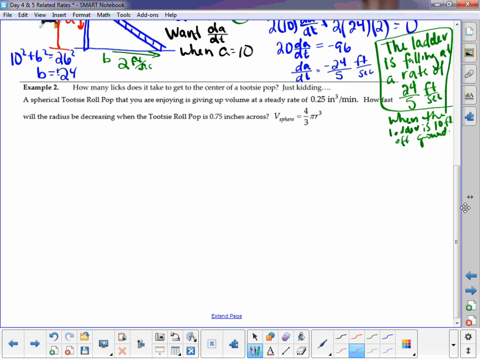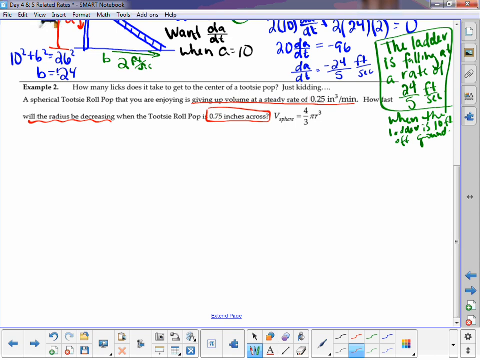But they tell us that it is giving up volume at a steady rate of 0.25 inches cubed per minute. And then they ask, how fast will the radius be decreasing? We're looking for, specifically, when the Tootsie Roll Pop is 0.75 inches across. And very kindly, the formula was given to you here. Indeed, there's some sneaky stuff in here.